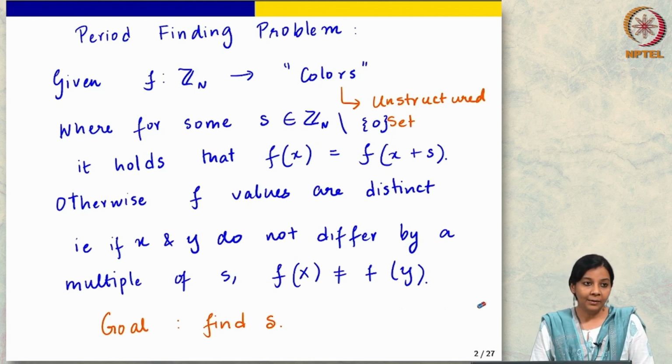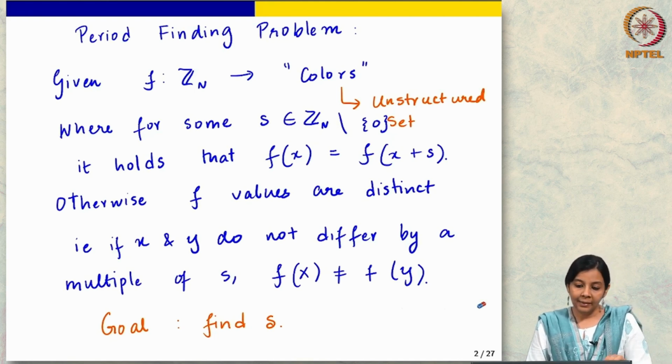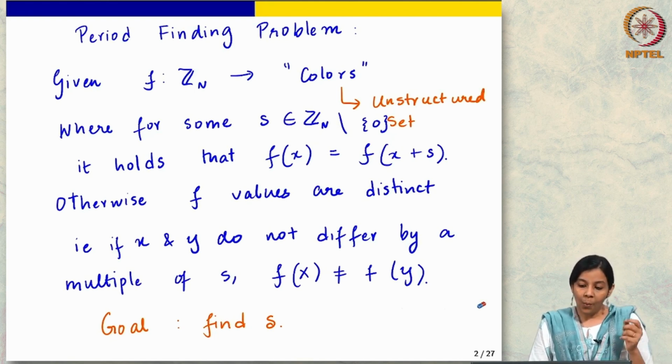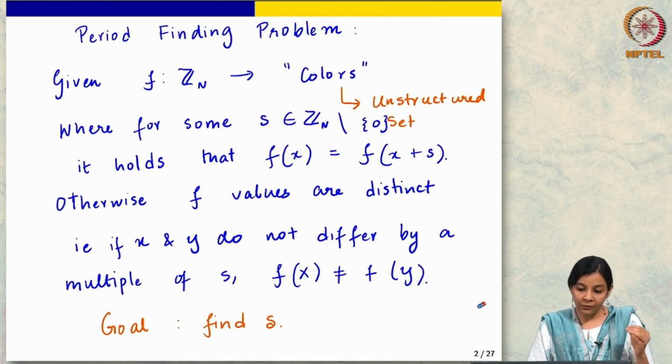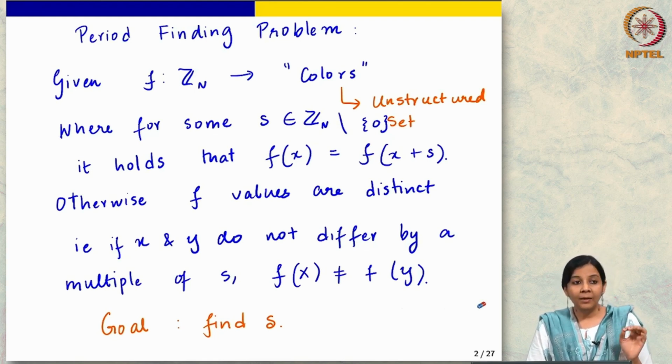Is the question clear to everybody? Okay. So, this is what we want to do, and I do want to mention that in order to solve factoring, period finding by itself will actually not be enough. What we need is something a little different, which is order finding. So, we want to find the order of an element in a group. We will come to that.